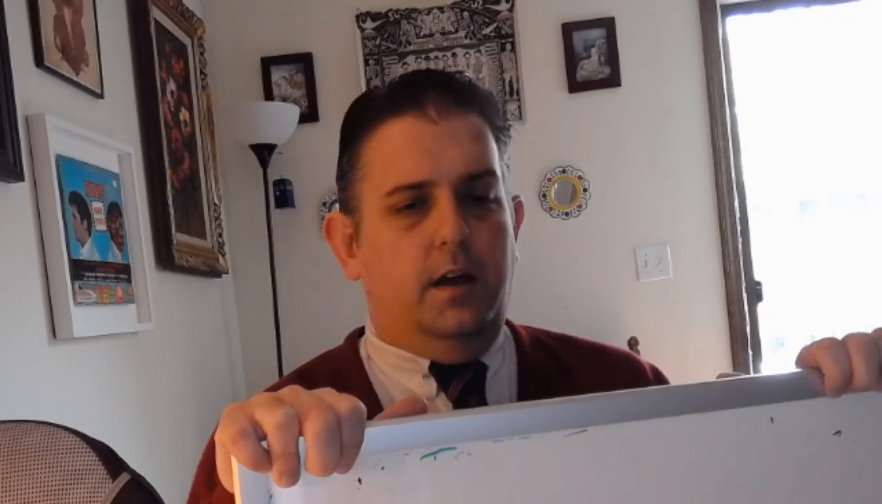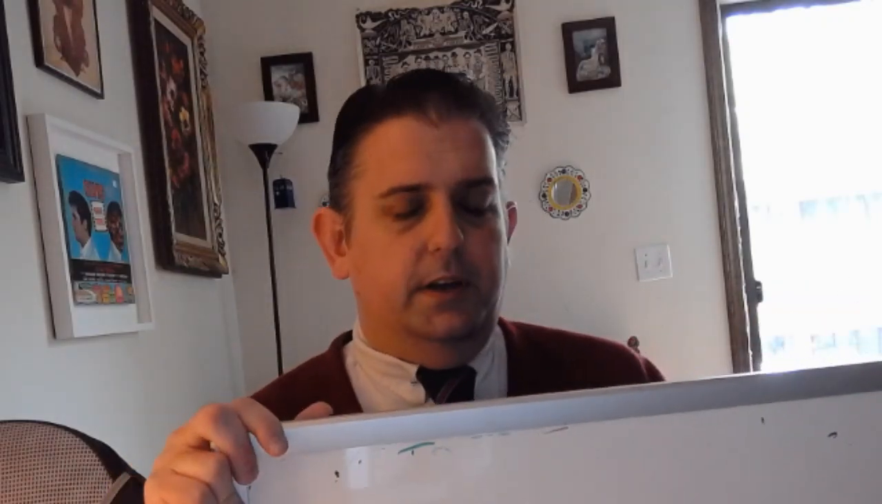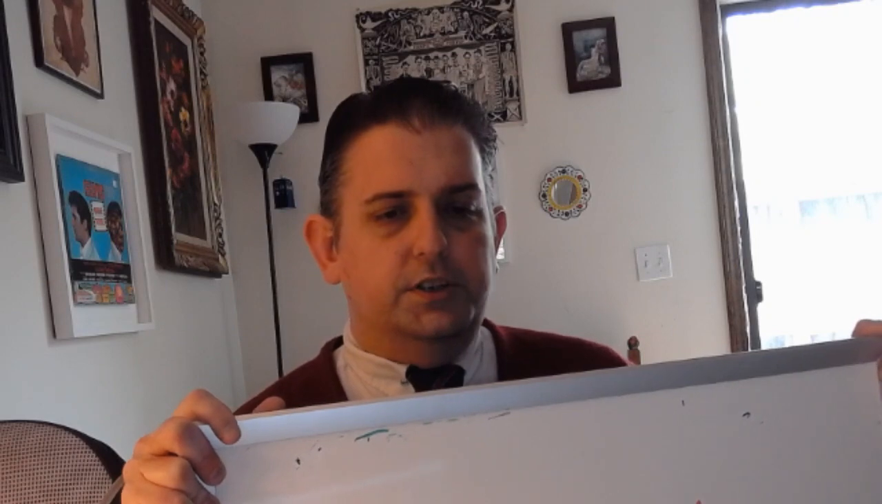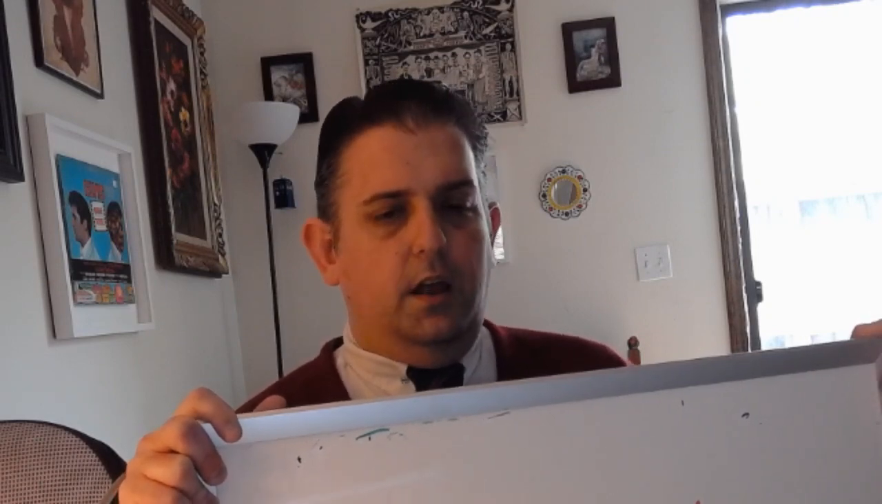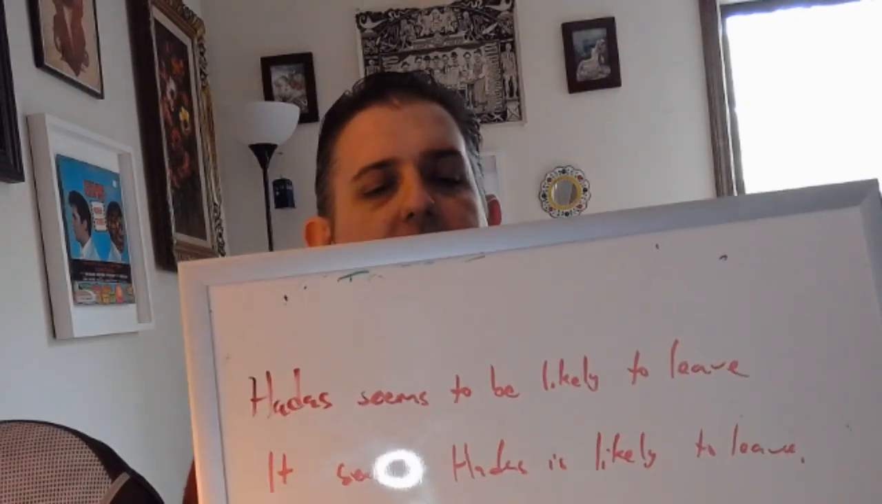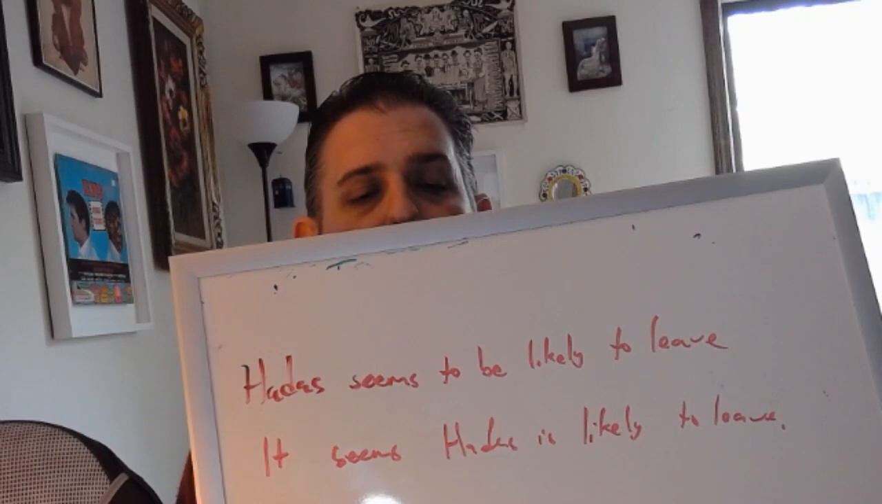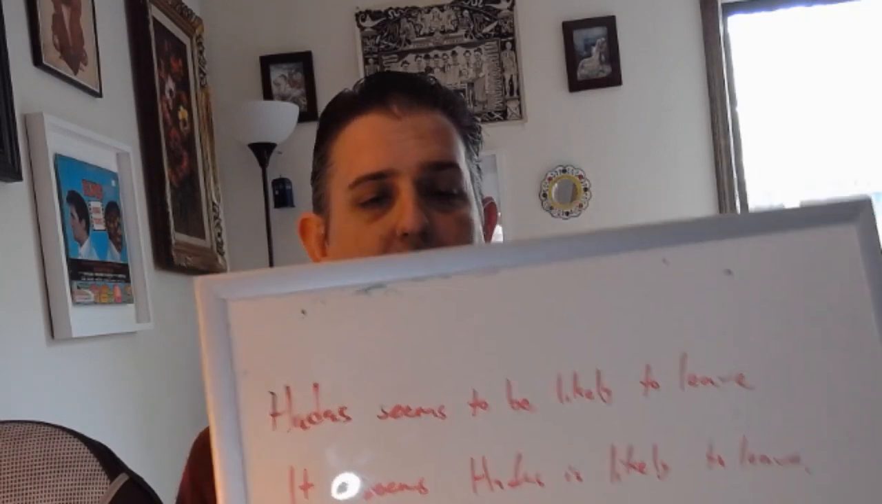We've seen that surfacing in a lot of our discussion before, so I'm not going to talk too much about it. If you have questions about it, I really would encourage you to take a look at the book. I think it's a really intuitive idea. But our 2 sentences that I left you with last time: Hadass seems to be likely to leave, and it seems Hadass is likely to leave.